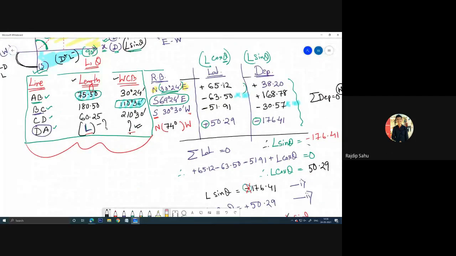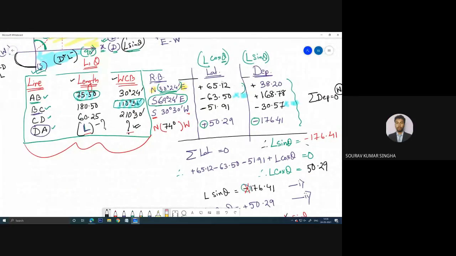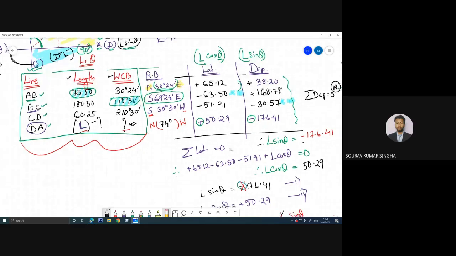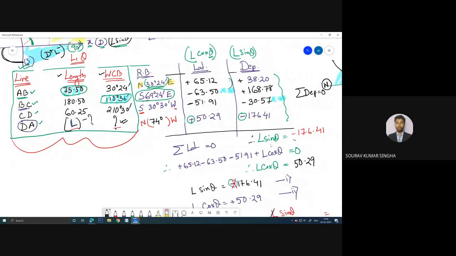Yes sir, this was the first one. We have determined the value of this latitude and departure. These are not given, but what values are given? This line, this length and this whole circle bearing are given. Now we converted the whole circle bearing to reduced bearing, and from the reduced bearing we can get the value of latitude and departure. And we have used some formulas like summation of latitude equals 0 and summation of departure equals 0, and we get this value.